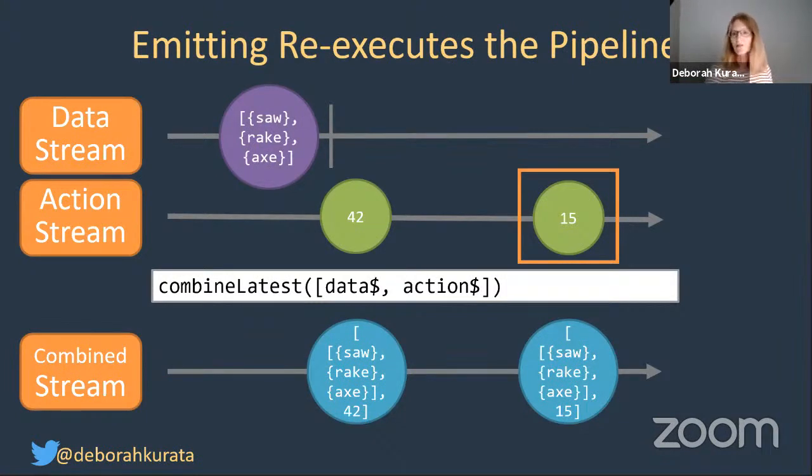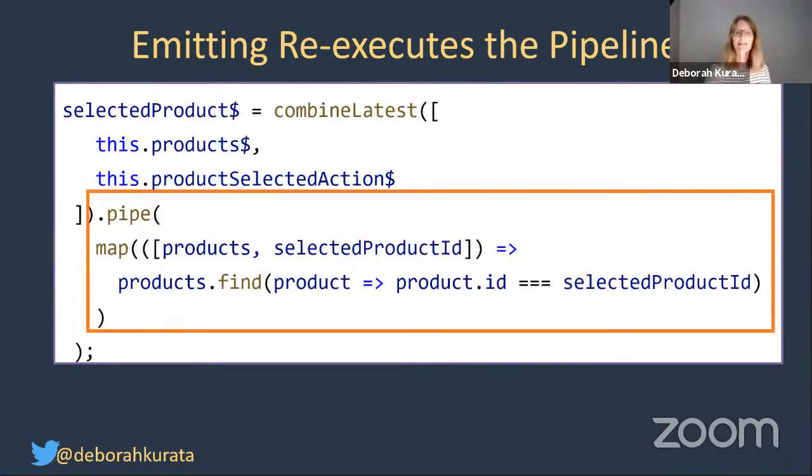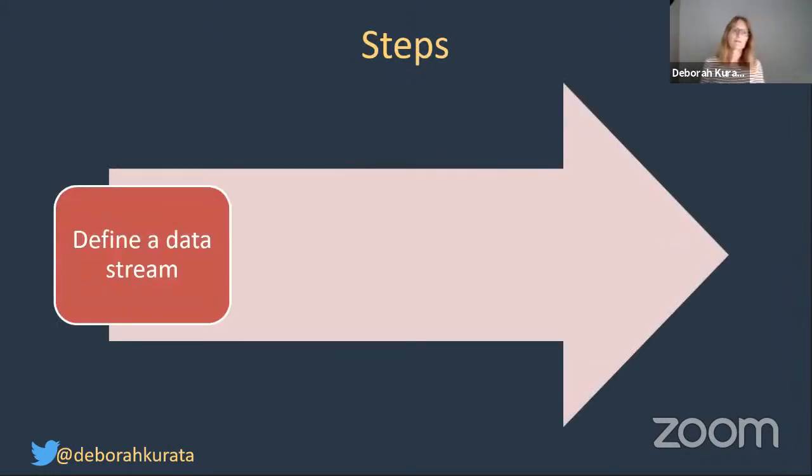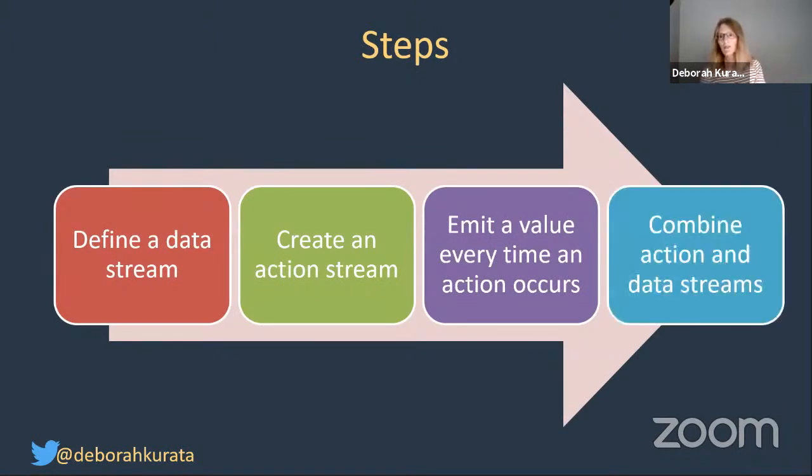So it'll give us again our data and again our ID, and there it is available for us in our code. So we can again then find that ID in that list. We don't have to do anything else. We don't have to copy the values into an array somewhere. We don't have to do anything to hold on to that. Combine latest will automatically hold on to those values and keep giving them to us every time we request them when something else is emitted. All right, so our steps: define a data stream, create an action stream, emit a value every time an action occurs, and combine the action and data streams.